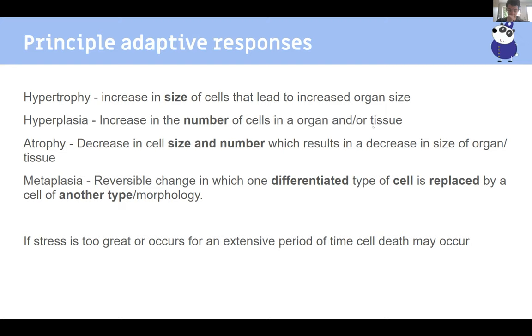I can only think of the vagina, but I'm sure there are other examples where, if they're exposed to a lot of trauma, often they'll compensate by creating a lot of layers of cells, lots more cells. Atrophy is a decrease in cell size and number, which results in a decrease in the size of an organ or tissue. You can have atrophy of organs like the kidneys. Often this can be congenital, or it can be related to blood supply.